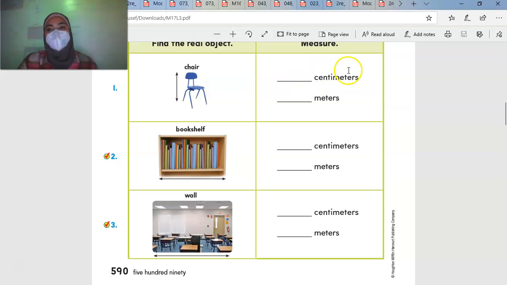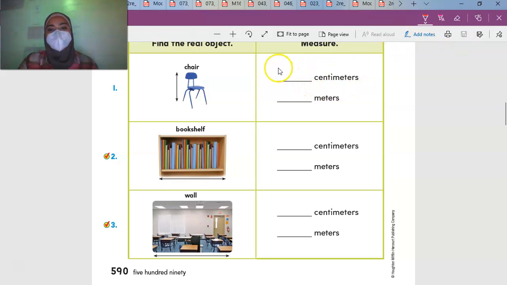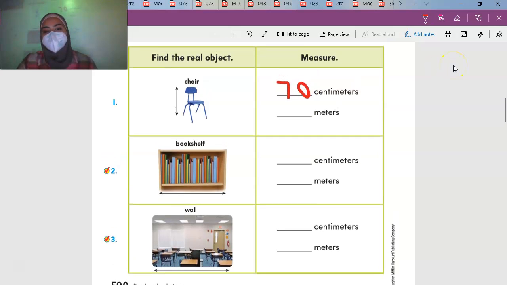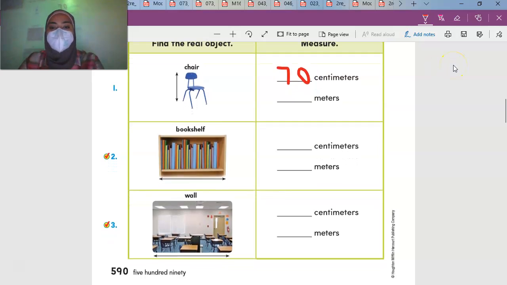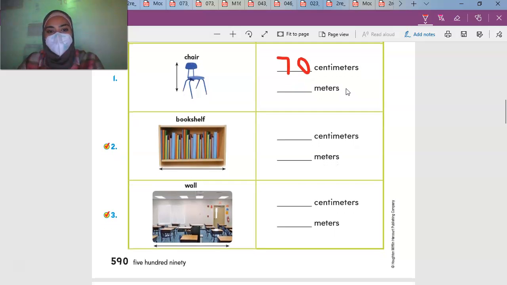Centimeters. We measured our chair, and we said our chairs are about 70 centimeters. And remember, 100 centimeters is 1 meter, so it's 0 meters. It's not a meter yet. It's still at 70. 70 is less than 100, right? Yeah. So don't put anything for meters.